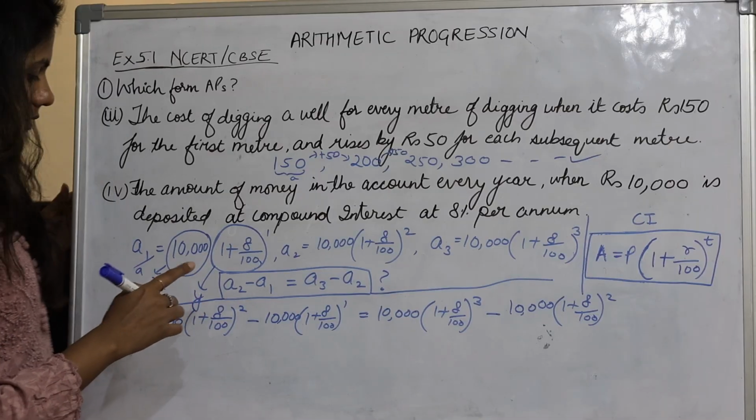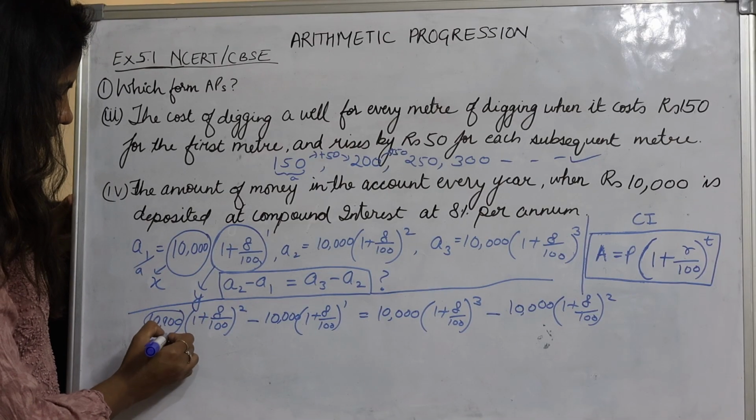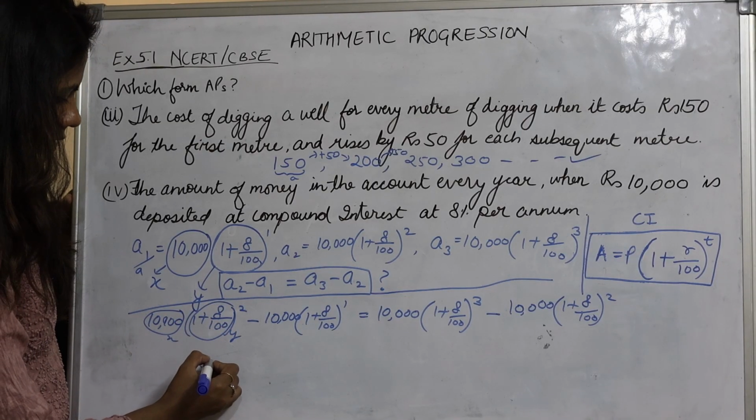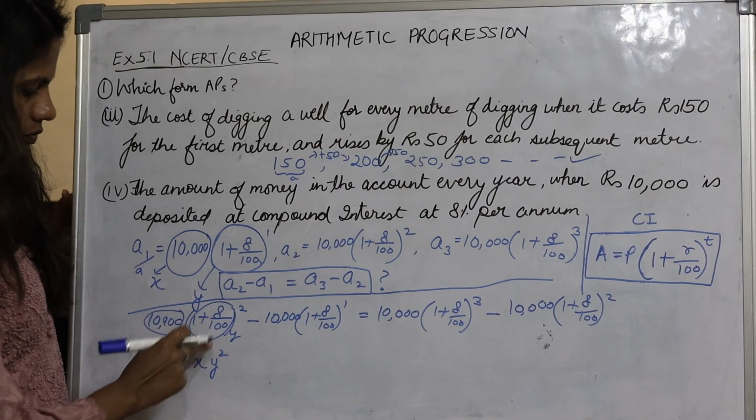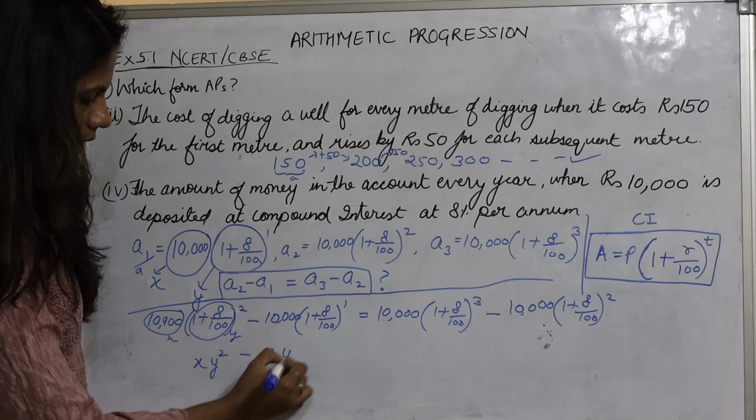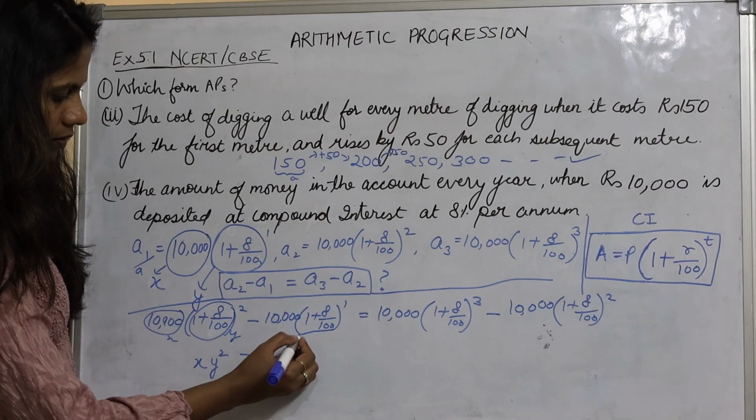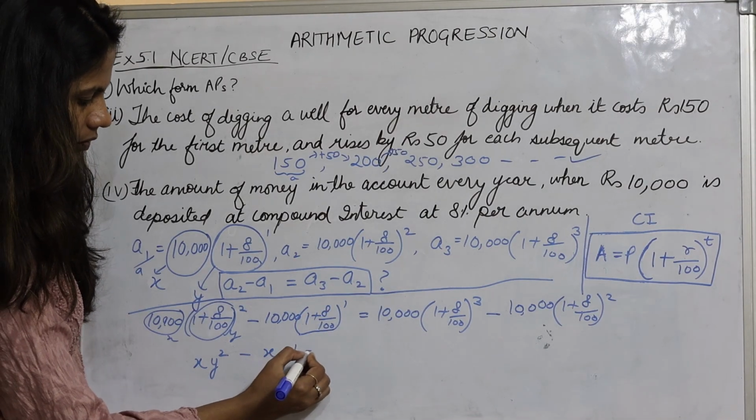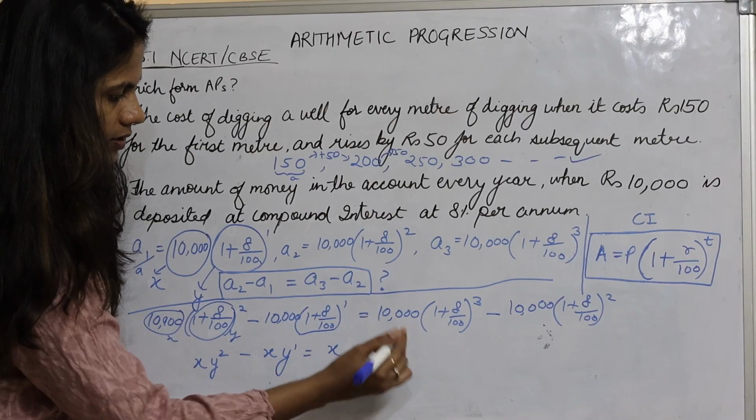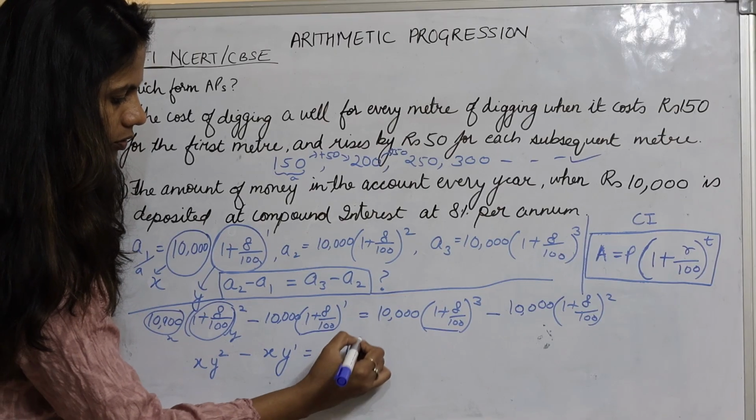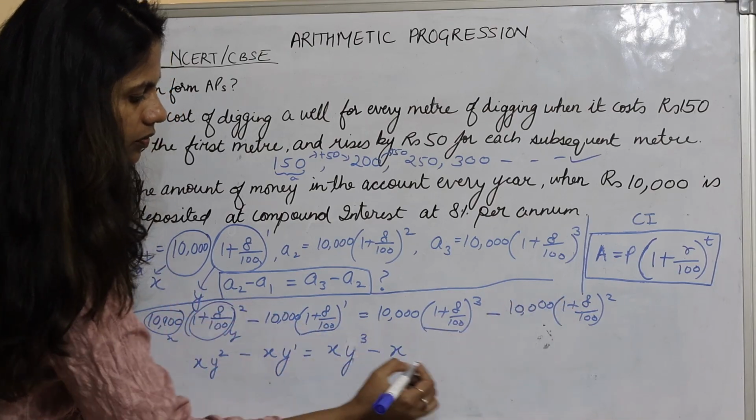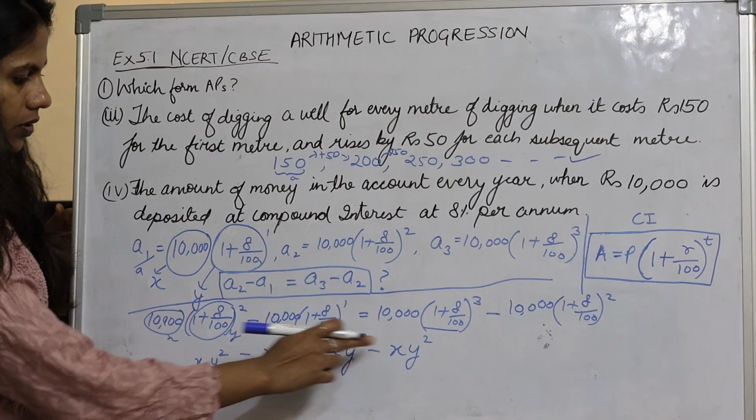So now just replace it with X and Y. This is X, this is Y. So this will be X Y to the power 2, now minus X Y to the power 1, equal to X Y to the power 3 minus X Y to the power 2. So we got this equation.